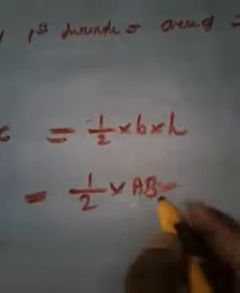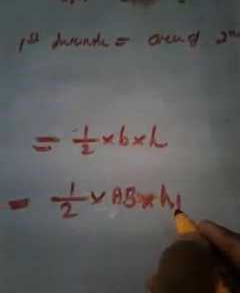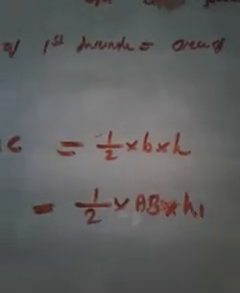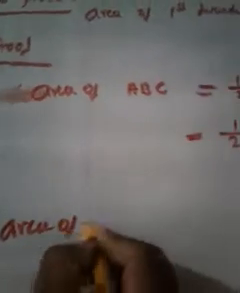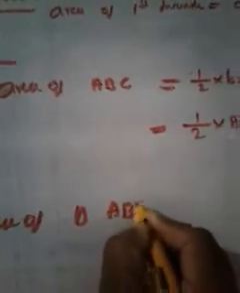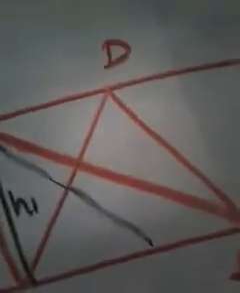Are you following me? Yes. So instead of H, I am going to write H1, where H1 represents the height of the triangle ABC. Okay. So the area of triangle ABC we calculated. Then let me come to the area of the next triangle, triangle ABD. See, ABD, this is your triangle.